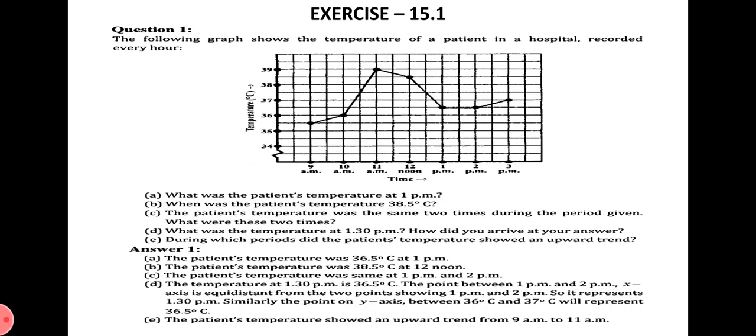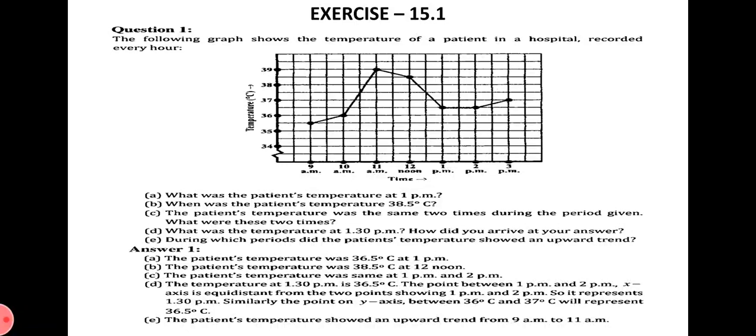Now let's solve some of the questions of exercise 15.1. So exercise 15.1, question number 1. The following graph shows the temperature of a patient in a hospital recorded every hour. Now you can see in the figure that a graph is shown, which is a line graph. It is representing the temperature of a patient in a hospital after every hour. Watching this line graph, we have to answer some of the questions asked.